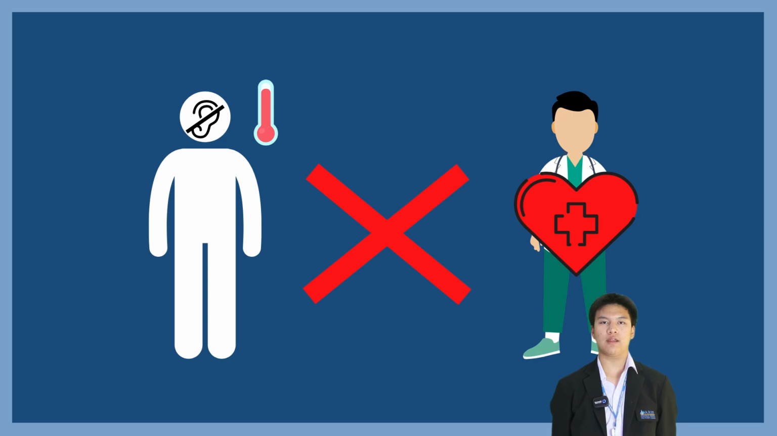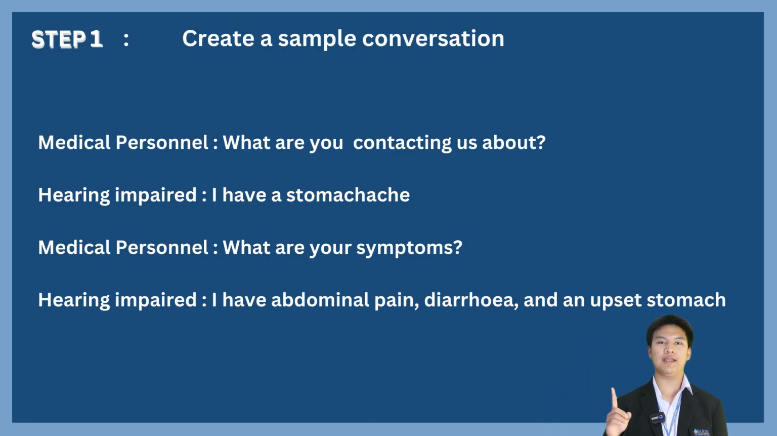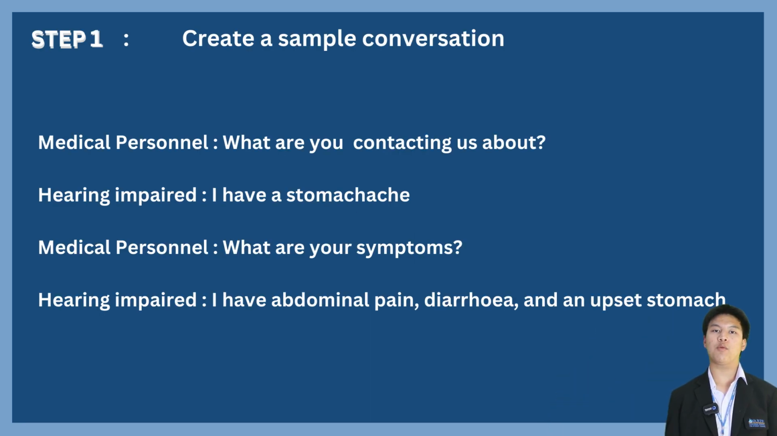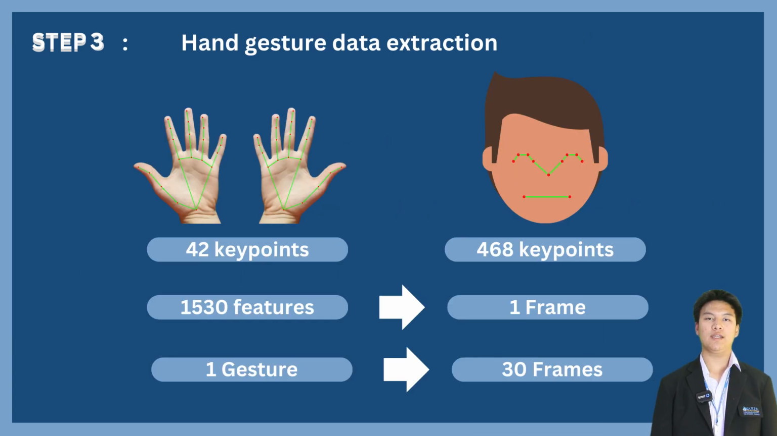This is the starting point that led us to scope the field of sign language interpreter to include hospital in advance. The process has 5 steps in total. The first step is to create a sample conversation based on the consultation, and the sample conversation is as follows. The next step in hand gesture data extraction is to study and observe the movement of hand gestures.